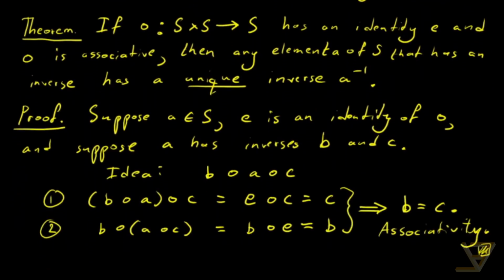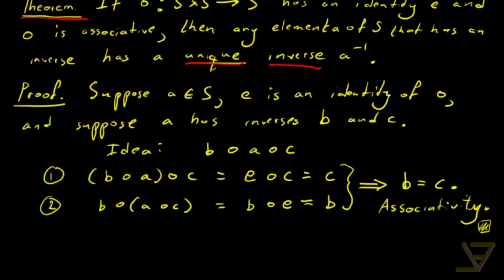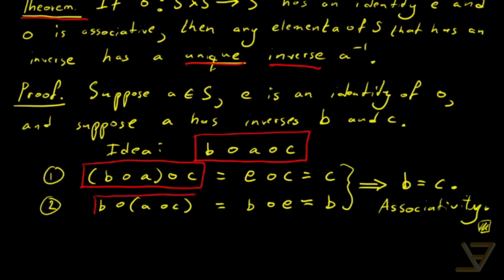Finally, we got to the theorem that we wanted to prove, which is that for binary operations that have an identity and are associative, any element that has an inverse has a unique inverse. And our proof depended on computing this expression in two different ways. One was in this way, and then using associativity in this way. And this allowed us to conclude that B equals C.